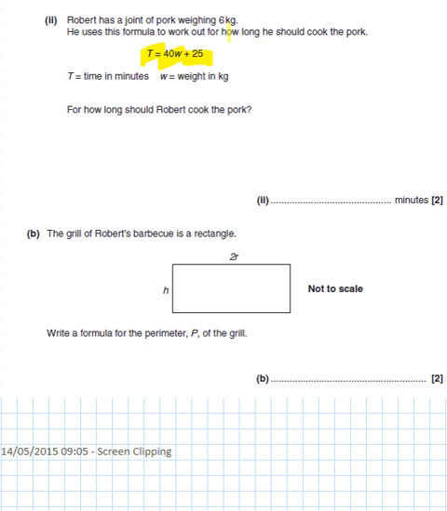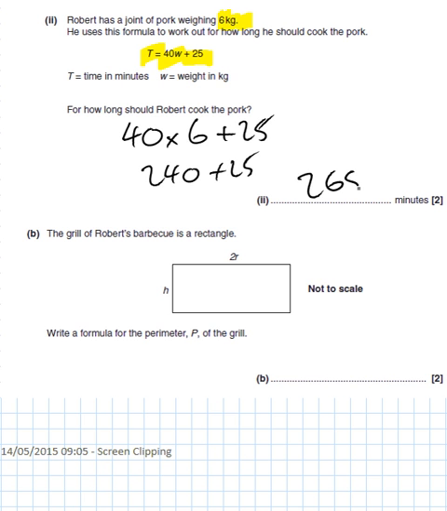We've got a formula here. So the formula we're told there, we're also told the weight. So if we've got the formula 40W, it means 40 times by whatever that W is. And W is 6. And then we're adding on 25. 40 times by 6 is 240. And add the 25, then gives us 265.